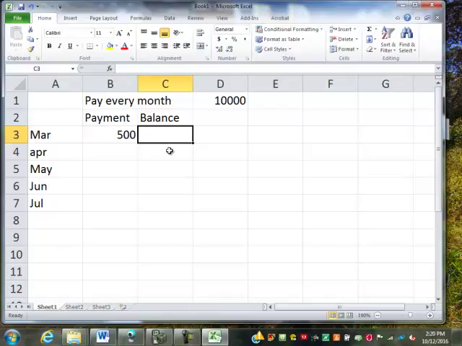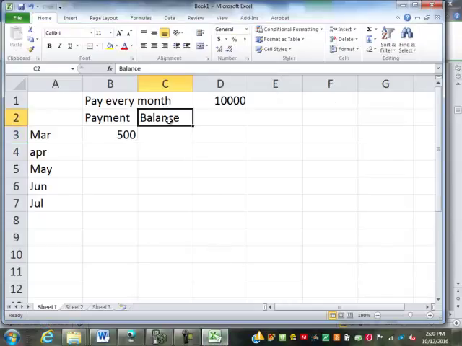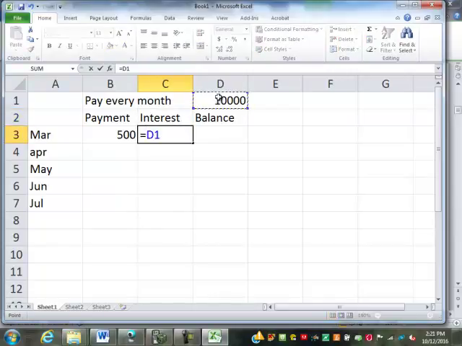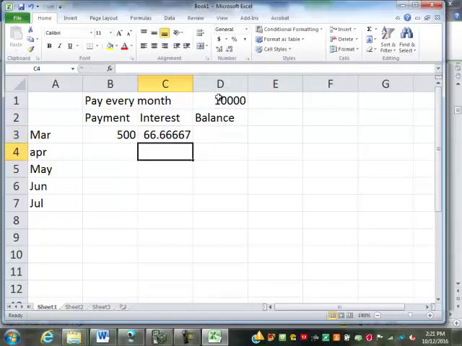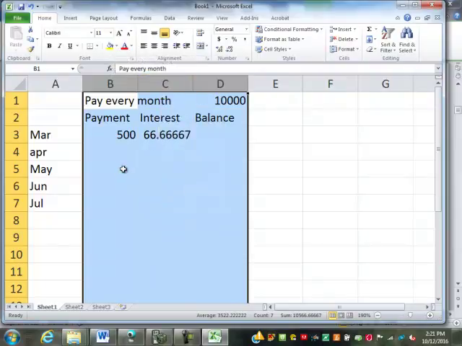Before they figure in the payment, they're going to figure in the interest. Now we said 8% interest. So the amount of interest that's going to get figured in is going to equal that $10,000 times 0.08 times 1 divided by 12. We're just going to do 1/12, considering all months are the same. I want to format these for currency so I don't have to worry about rounding here.